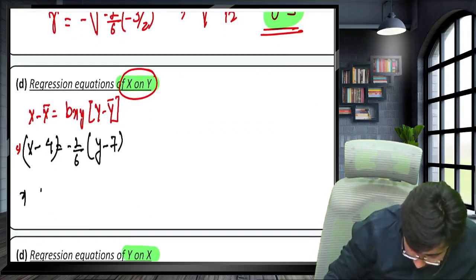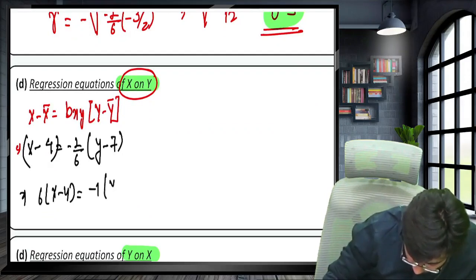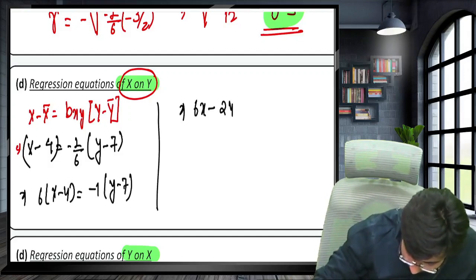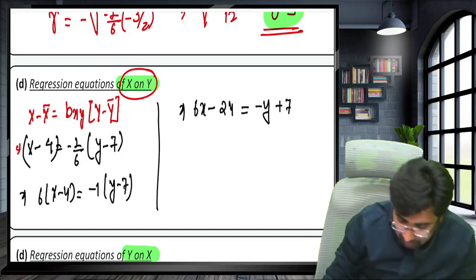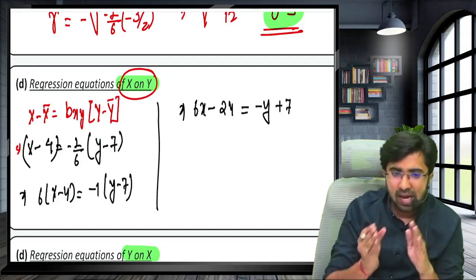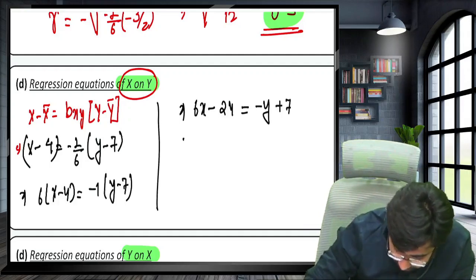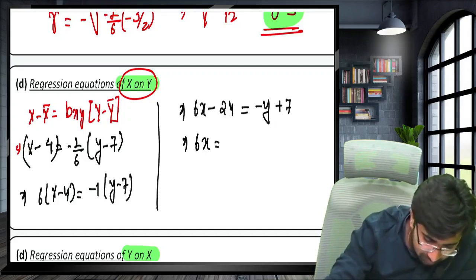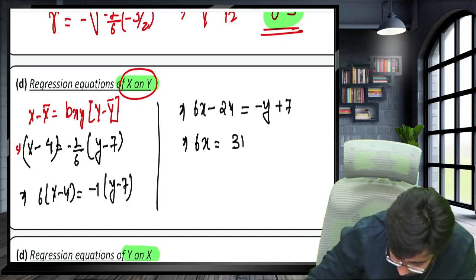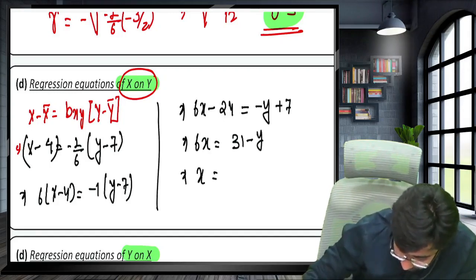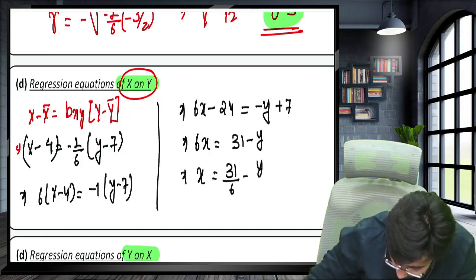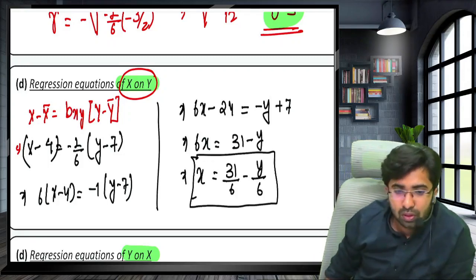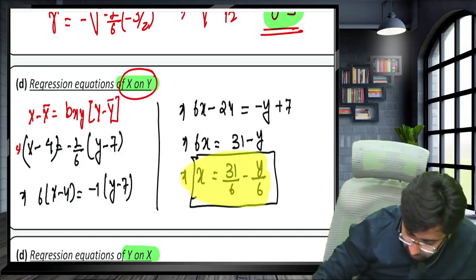Guys, let's cross multiply 6. I will take 6 over here. Minus 1 into y minus 7. Let's open the bracket. 6x minus 24 equals minus y plus 7. Guys, since we have to construct x on y, you have to keep x on one side and send the remaining to the other side. So let's do that. 6x equals 24 will go there with positive sign. 24 plus 7, 31 minus y. So guys, x will be 31 upon 6 minus y by 6. So this is your x on y. Guys, can you all construct y on x now?